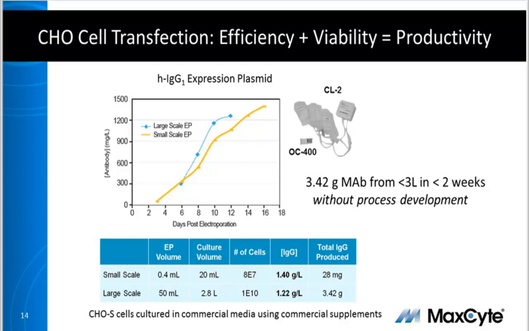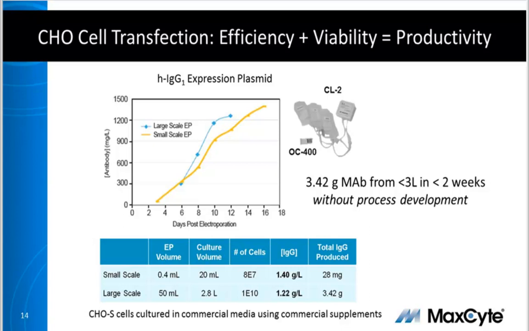For this particular antibody, using a batch-fed process with commercially available base media and feed supplements, we generated well over 3 grams of antibody from a single 3-liter shake flask via transient expression. I'll refer back to this gram per liter data a little later in the presentation when I touch on augmenting protein titers through culture process development.